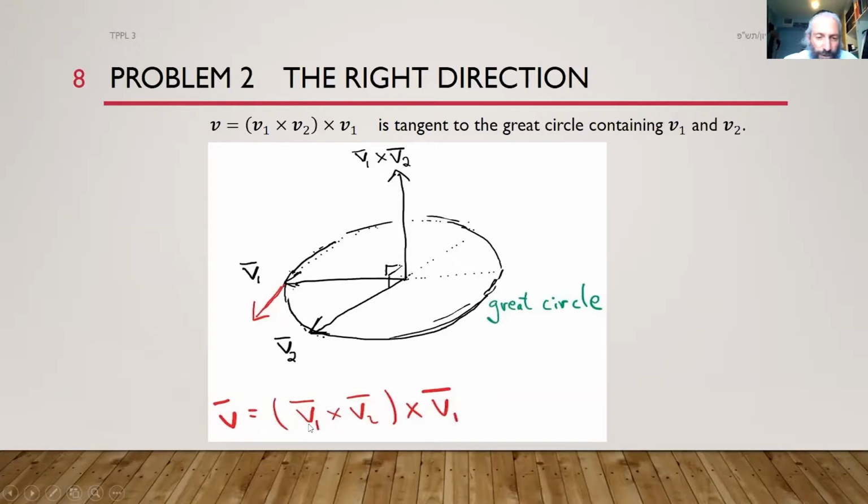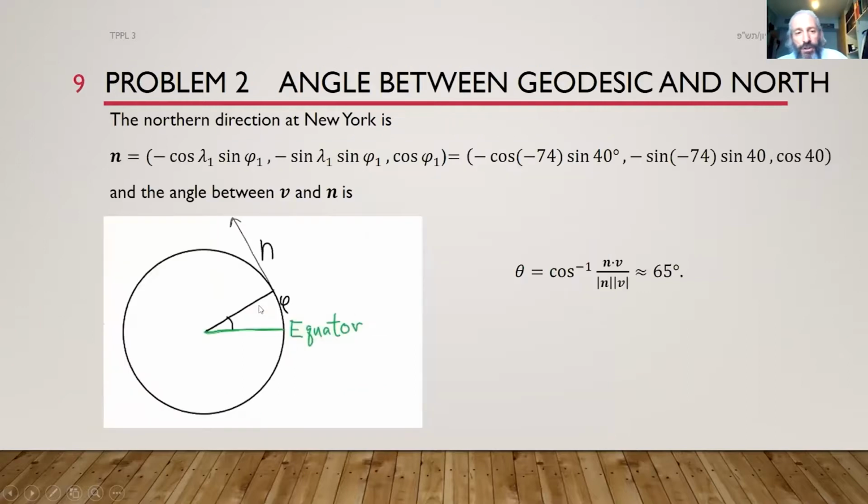First, we form the cross product V1 cross V2, which will give us a normal to the plane of the great circle. Then we do another cross product. We cross product this vector with V1. That will give us something in the same direction as this tangent vector, and I call that the geodesic direction. Now we want to measure the angle of V with the direction to the North Pole.